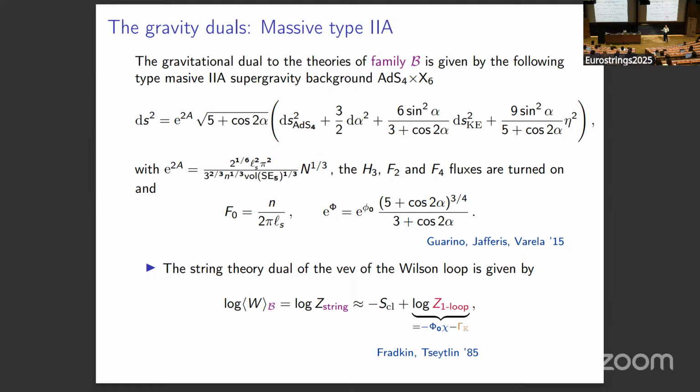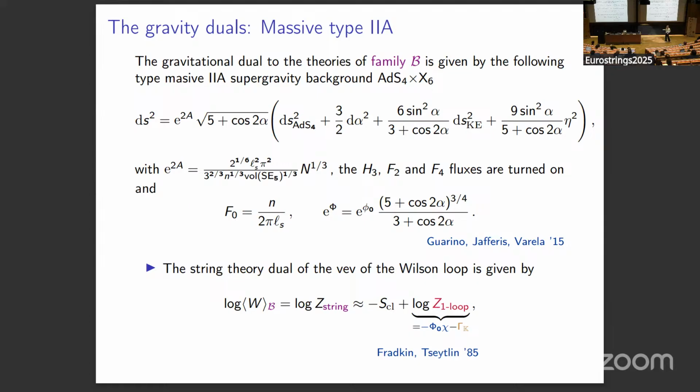Again, you can do an appropriate expansion. You find the classical piece at leading order, and the one loop piece is now given in exactly the same way as before. We have this kind of effective action, which just studies the fluctuation around the classical configuration, but now of the string, not the M2 brane. But you also have this extra piece, which is the Fradkin-Tseytlin action.